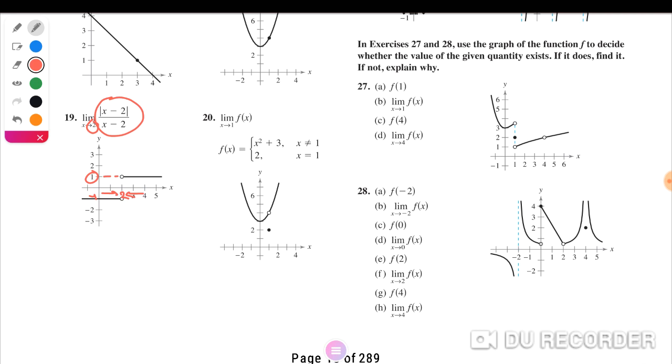But the others, they know the answer mentally and very quickly. It means we have a jump at x equal to 2. If a function's graph has a jump at a given value of x, its limit is what? Does not exist. That is one of the cases in which the limit fails to exist.